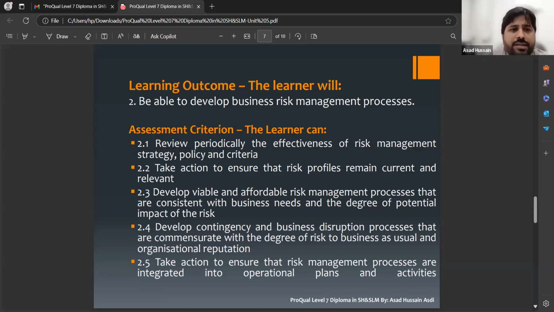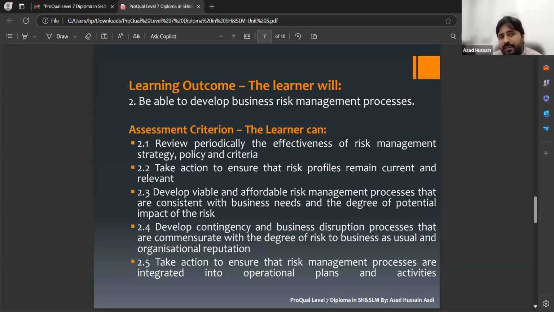In learning outcome 2, it is to be able to develop business risk management processes. As I have discussed earlier, for developing something, or for evaluating effectiveness or measuring performance, a person should have clear understanding and knowledge of that specific topic or thing. So here we have seen that in learning outcome 1, we have discussed all about the understanding of business risk management processes and their approaches.